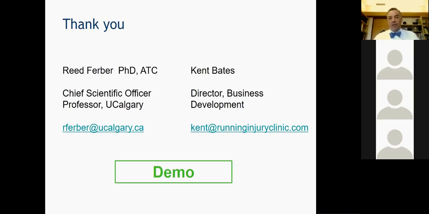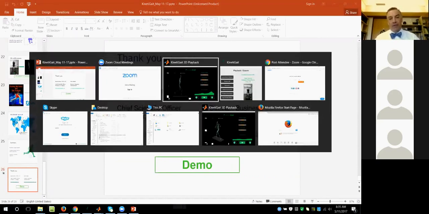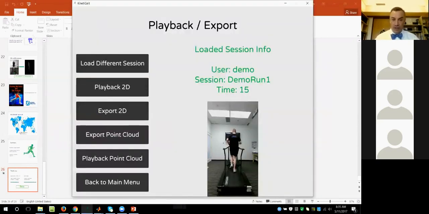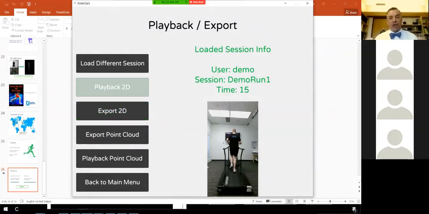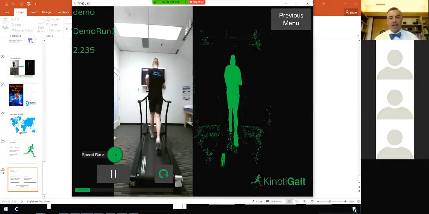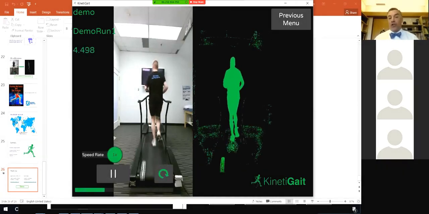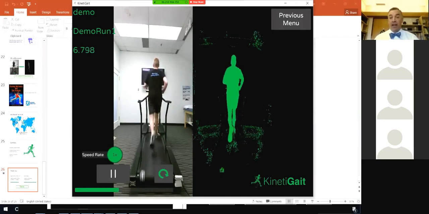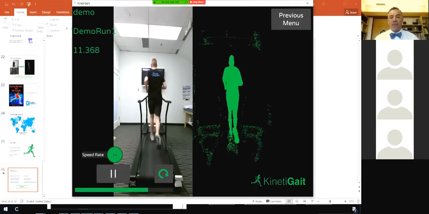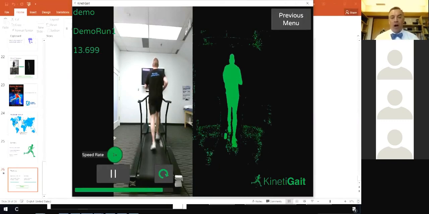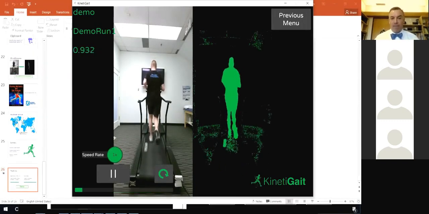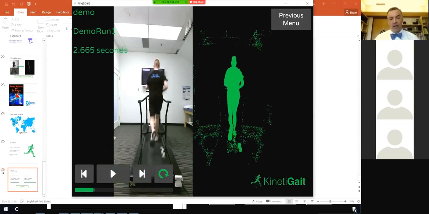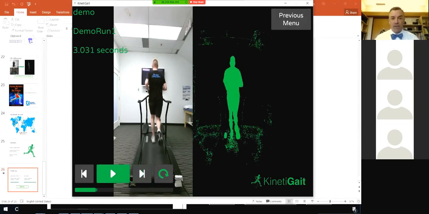So if I go into the KinetiGait product itself, this is one of our patients. I'm just going to play back their 2D video. The beautiful thing about the Microsoft Kinect 2.0 camera is it has an RGB, or a high definition camera, within it, as well as the heat map, and you can see both of those recordings here. So what we automatically do is record. You can pause this. You can step forward in this video. As you play it, you can slow this down by a factor of 75%.